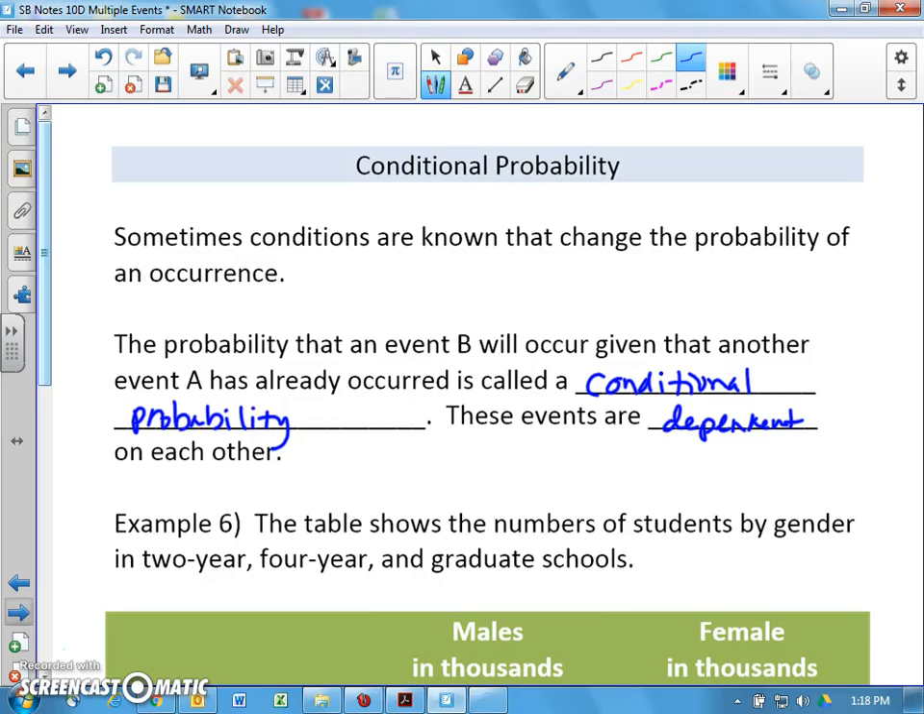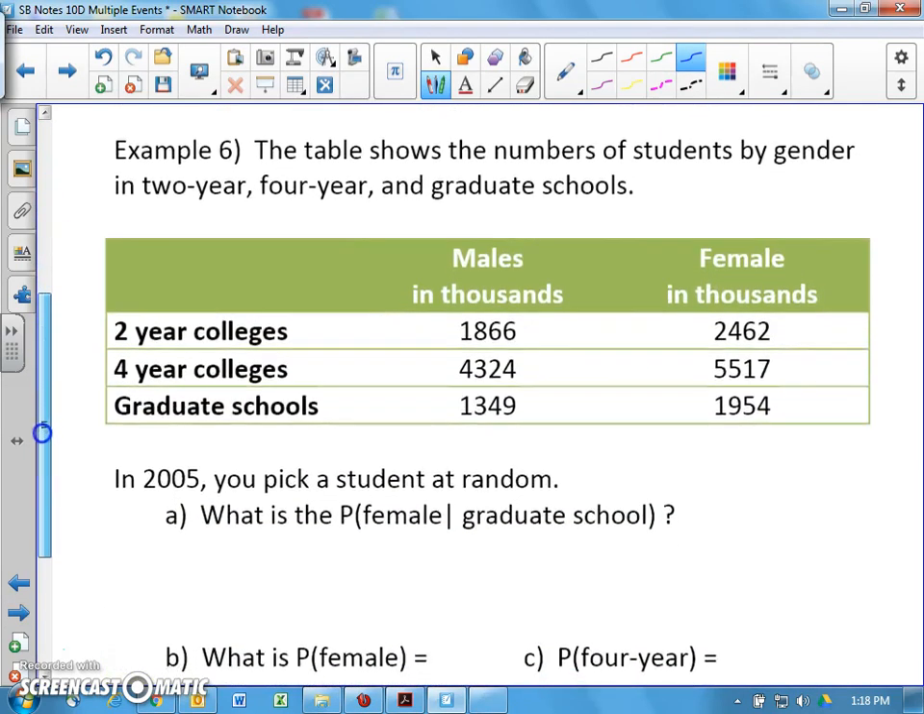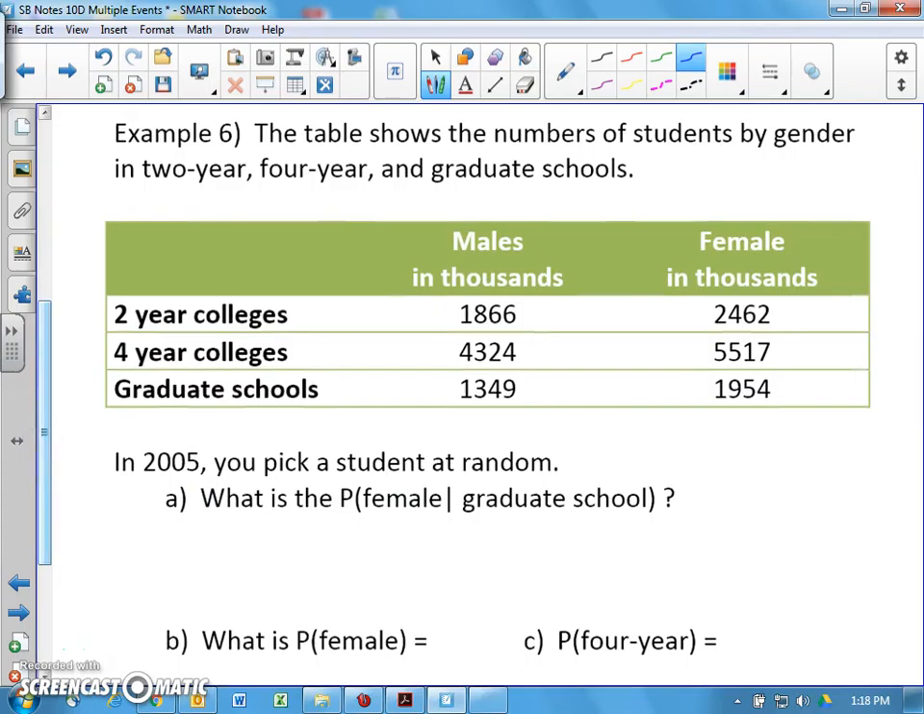So let's take a minute and look at the way these usually show up. It's very frequent to see these problems in table format. This table shows the number of students in thousands by gender in 2-year, 4-year, and graduate schools. So when you're working with these tables, the first thing you want to do is get your totals. So if you add 1866, 4324, and 1349, you get 7,539.